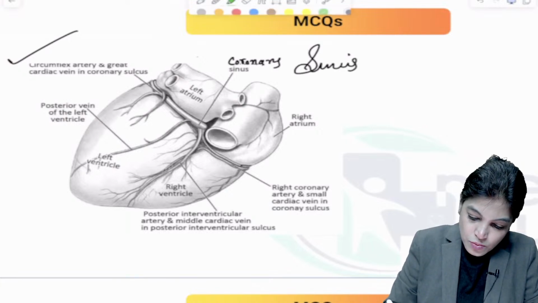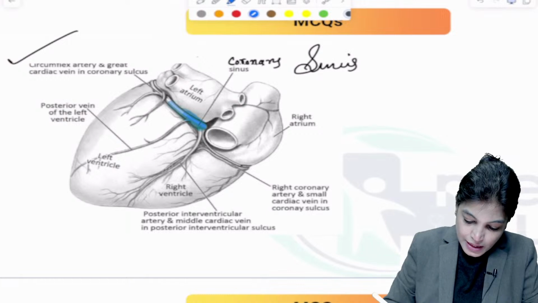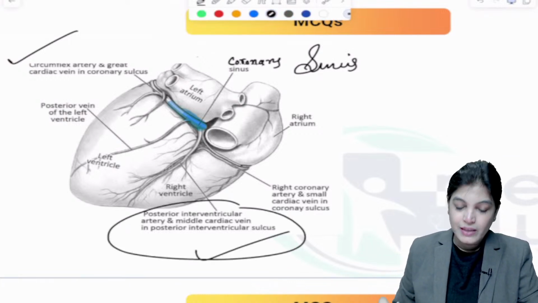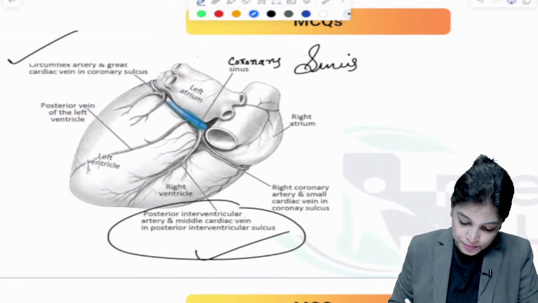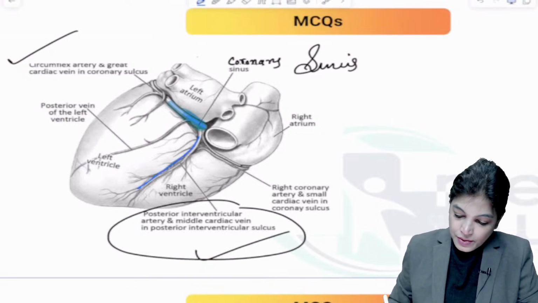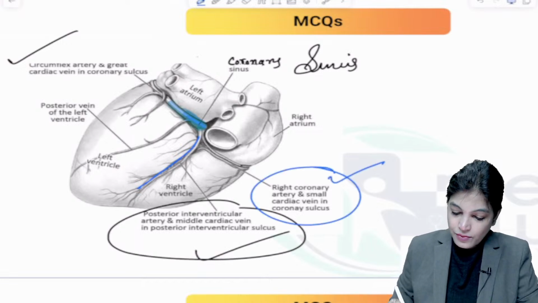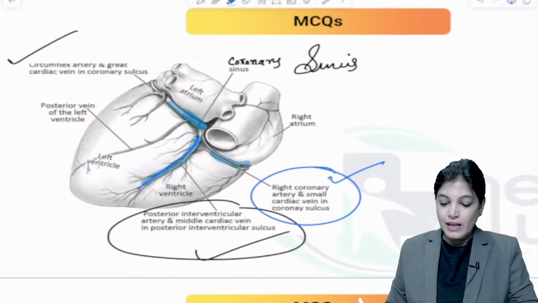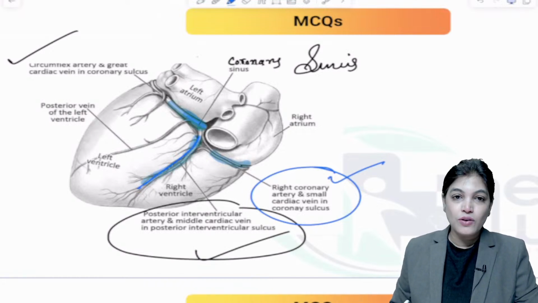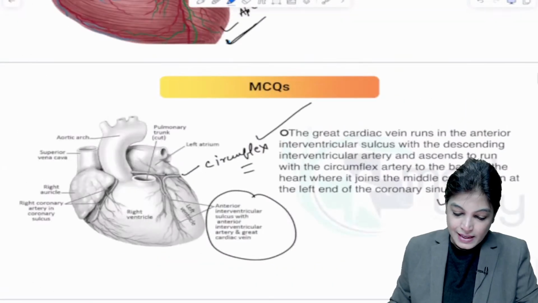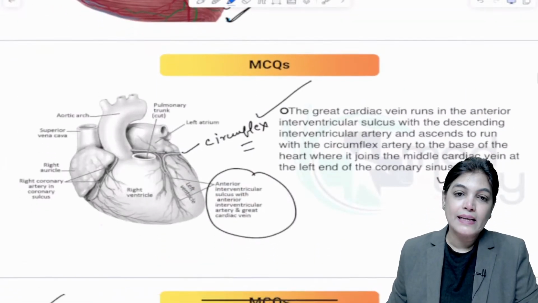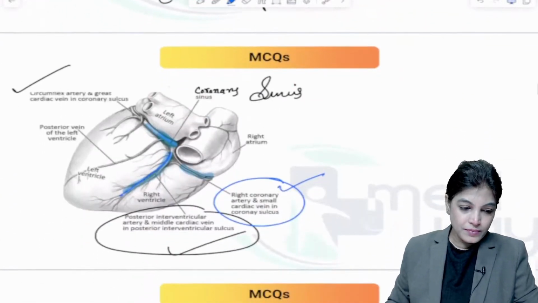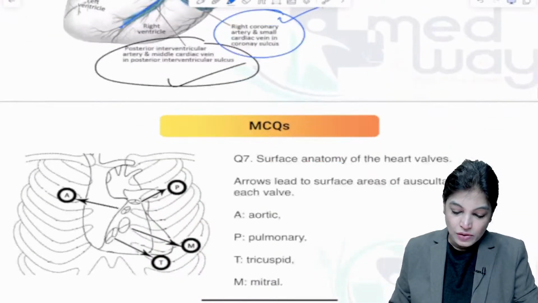So here I will use blue color for it. So you can see this is the coronary sinus, and we can see here the posterior interventricular artery and middle cardiac vein in the posterior interventricular groove. And we have seen the small cardiac vein here running with the right coronary artery. So we have to mark the right answer, and that will definitely be the anterior interventricular groove, anterior interventricular artery with the great cardiac vein. Okay, any doubt students? Any doubt you can ask me.